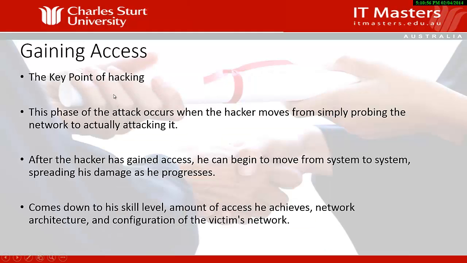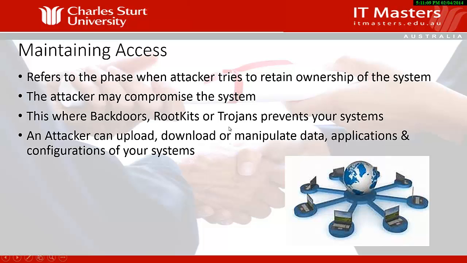The third pass is gaining access. This is the key point for hacking. This pass is where the attack occurs. So the hacker will try to gain access in this pass. If they gain access, then they will own the system. As soon as they own the system, they will try to plant trojans, open vectors, try to reach other systems, upload, download, manipulate data, applications. So they basically reach the target and they own the system.